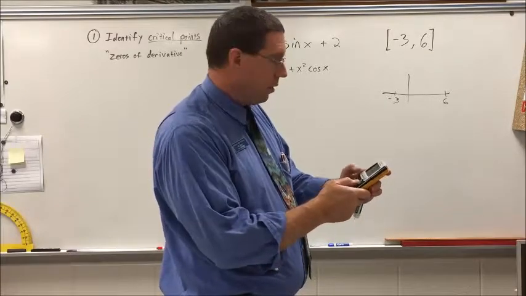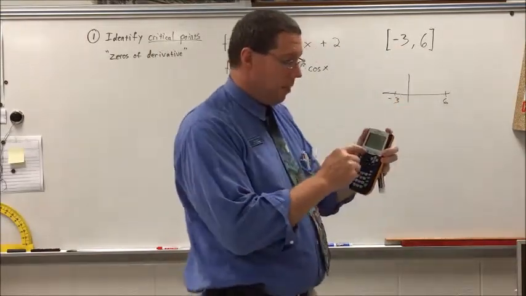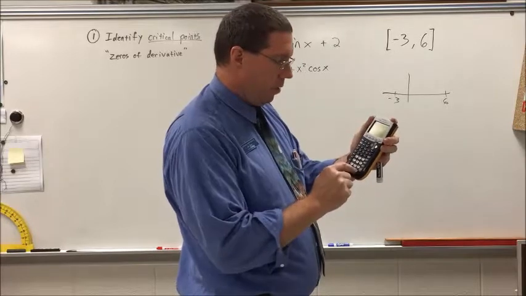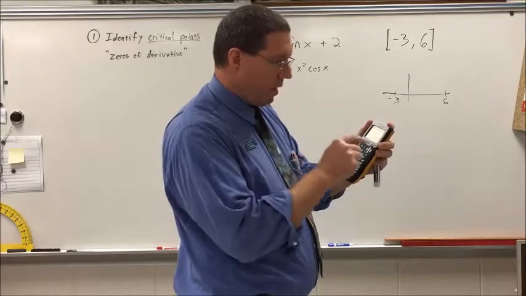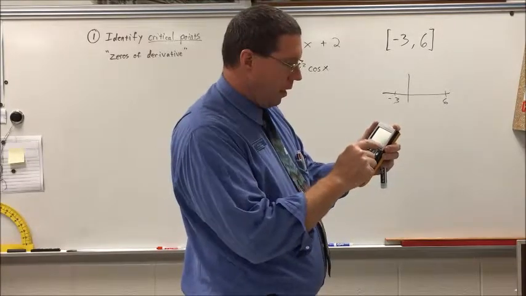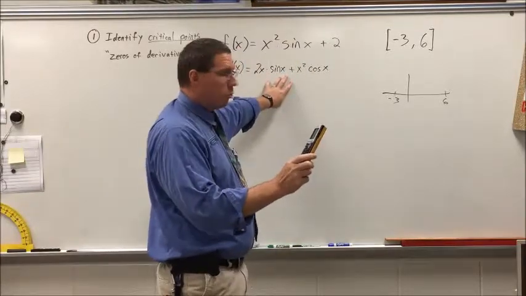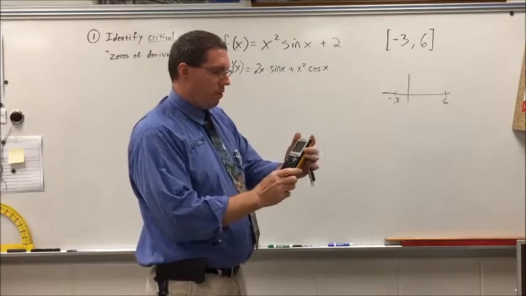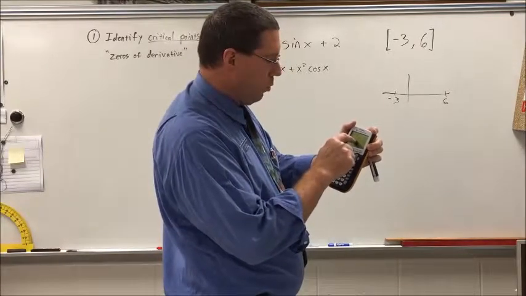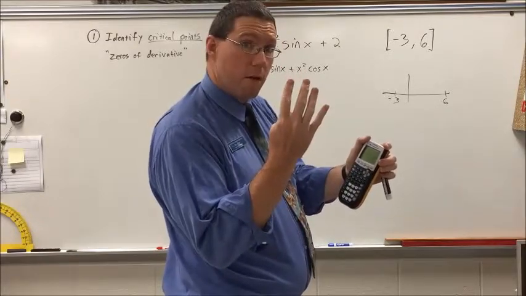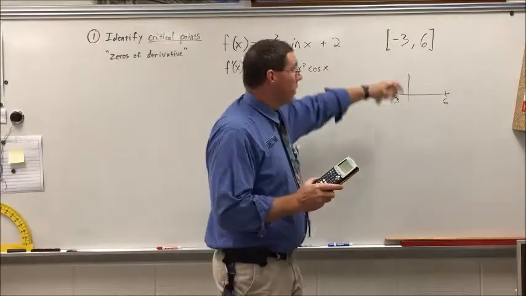Now because this says from -3 to 6, I'm actually going to hit the window button, and where it says x min, I'm going to put in -3, and where it says x max, I'm going to put in 6. Then I'm going to hit graph, and it's only going to show me the derivative between -3 and 6. And if I look at that, I can see that there are 1, 2, 3, 4 zeros. So there's 4 zeros on the derivative from -3 to 6.